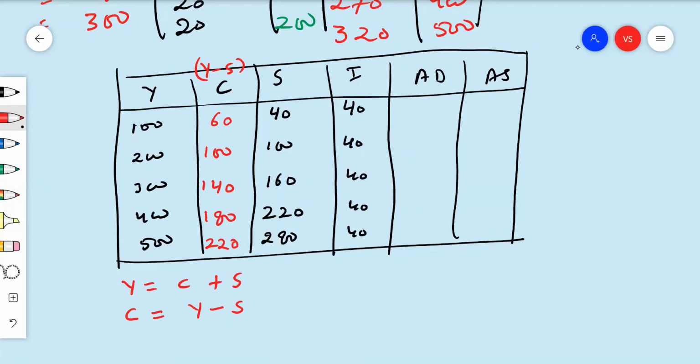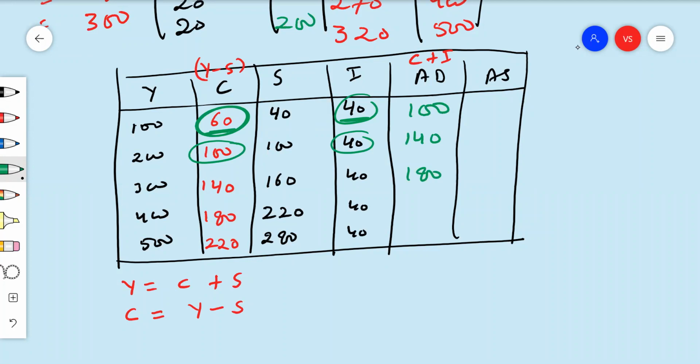Now the formula for AD. You know the formula for AD: it is C plus I. So the sum of C plus I is equal to AD. C is 60 and I is 40. So 60 plus 40 is equal to 100. Now 100 plus 40 is 140. Now 180, 220 and 260.